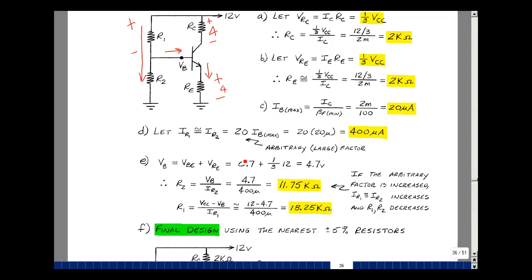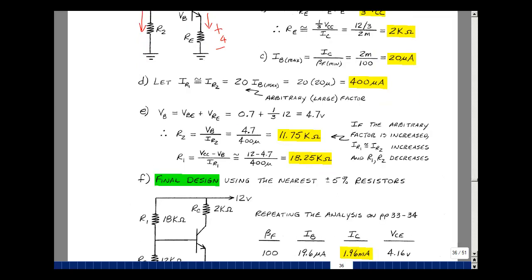In this example, I picked a factor of 20, but why don't I pick a factor of 200? That would make our approximations even better. But the problem with that is if I make this current go up, then this resistance goes down, and likewise this one goes down. What happens is I draw more current in these resistors. My battery doesn't last as long. So this is a trade-off. We're doing this to get a fairly constant operating point, but if we overdo it, we'll kill our batteries.